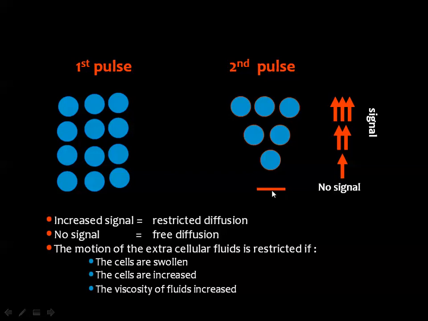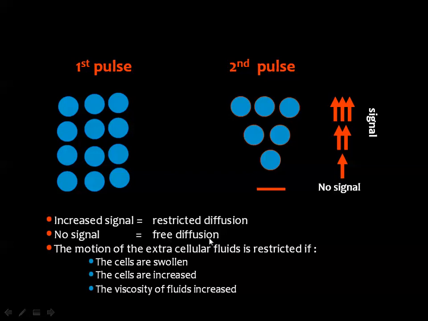That is to say, in the diffusion weighted image, whenever the diffusion is restricted, then you get high signal. If the diffusion is free and you get no signal, or let us say an iso-intense or a slightly hypo-intense signal, then increased signal means restricted diffusion. No signal in the diffusion weighted image means there is free diffusion.